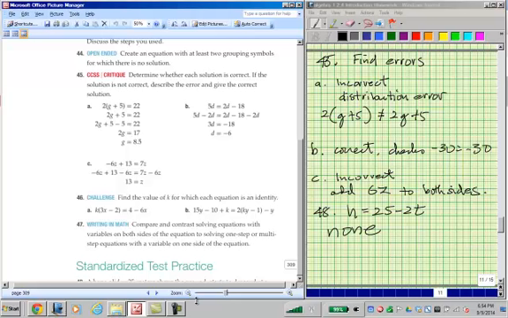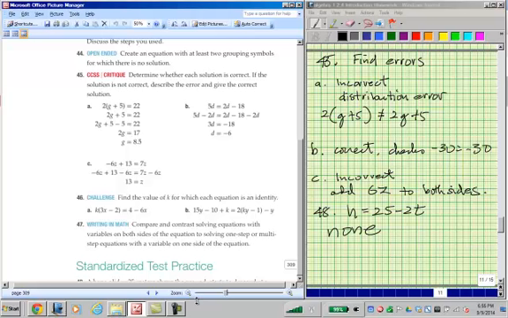So let's look at what happened here. 2 times G plus 5. Oh, he did 2G, but he forgot to multiply the 5 by the 2. Incorrect distribution error. 2 times parenthesis G plus 5 does not equal 2G plus 5. It equals 2G plus 10.